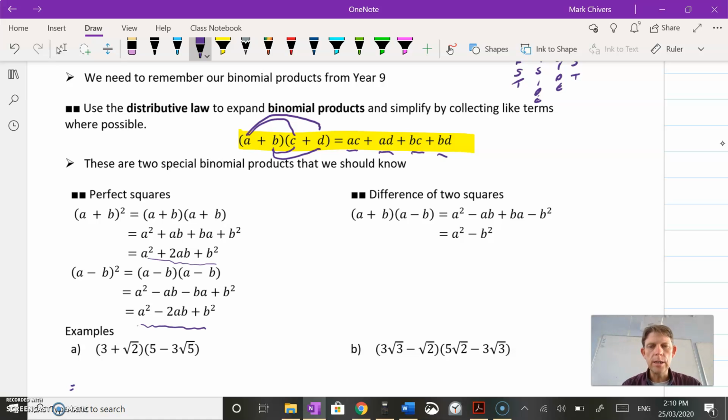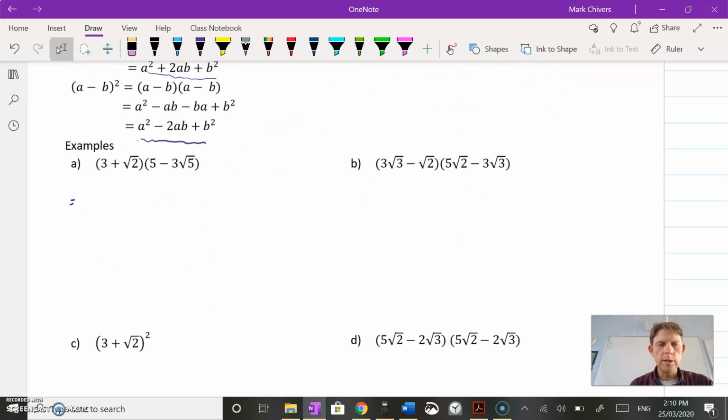And the other thing you'll see, just as a time saver, is the difference between two squares. So if we have A plus B multiplied by A minus B, whatever A and B might be, we'll end up with A squared minus B squared. But that's less of a concern for today. I'd rather you focus on just using the claw to deal with these surds.